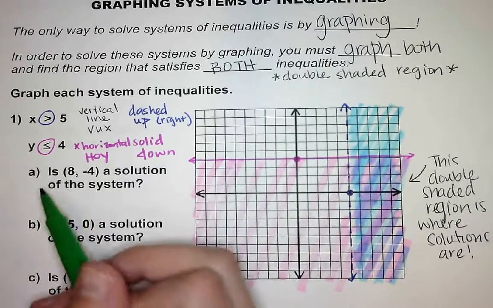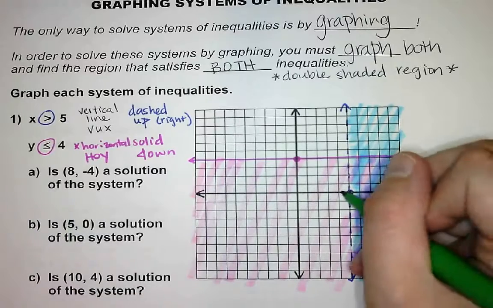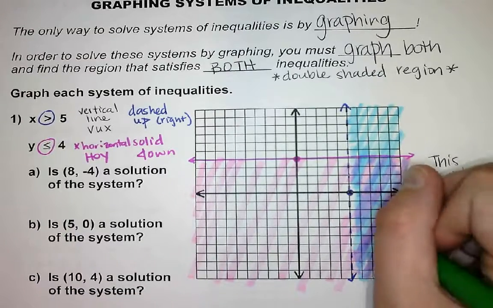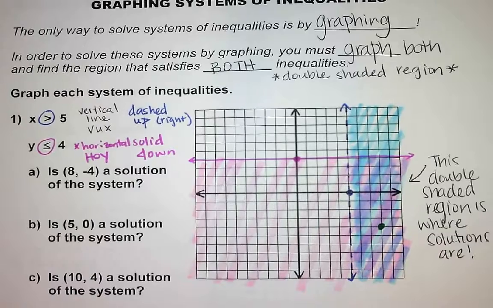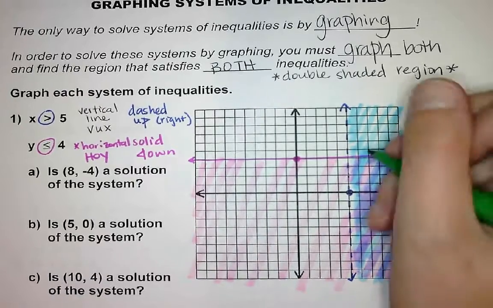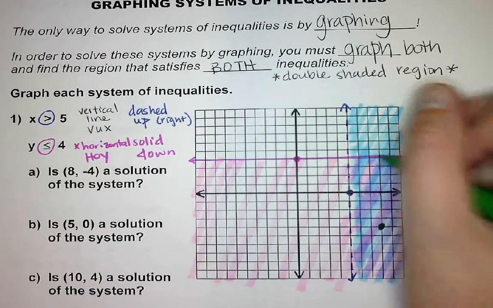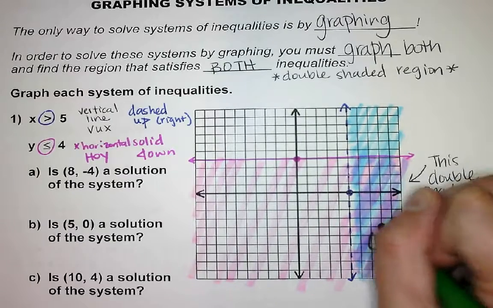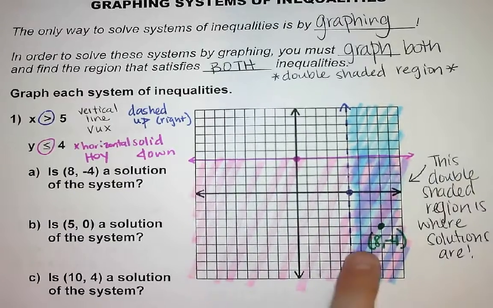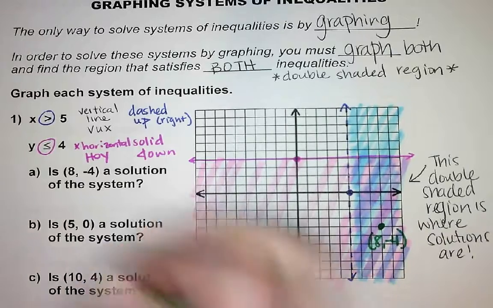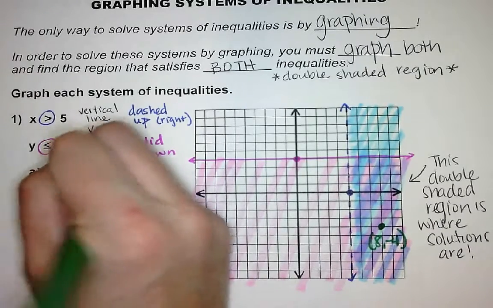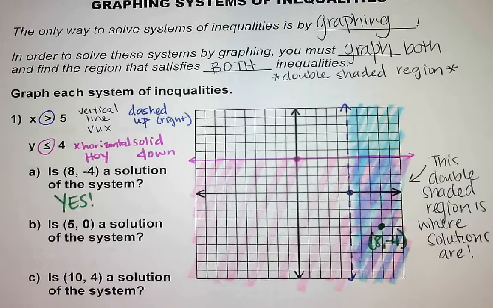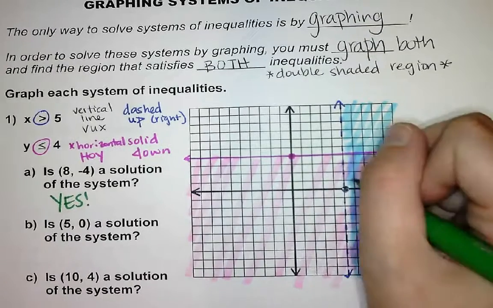So, guys, is (8, -4) in this solution? Whoops, yeah, (8, -4). That's correct. Is that in our solution here? Is this guy in our solution? Yeah, it's in the double shaded region. Absolutely.